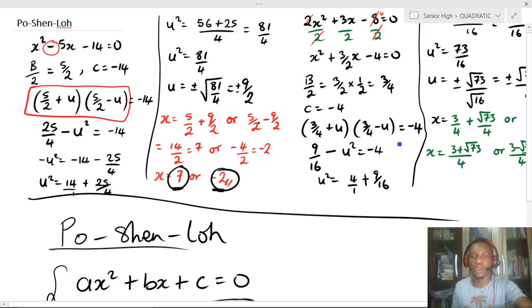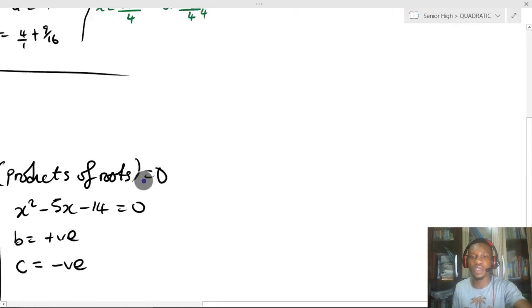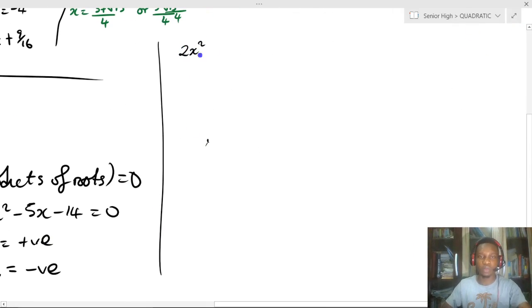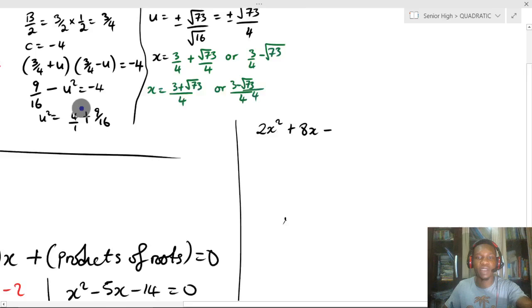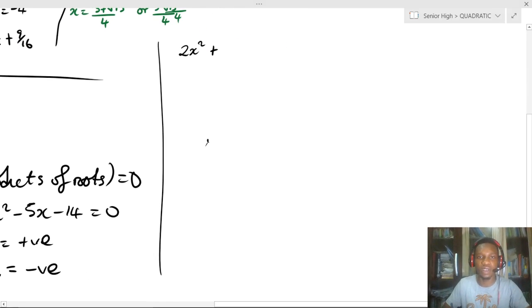This was the question we solved again. 2x squared plus 3x minus 8. So let's take it out. Let's just solve it here. Okay, so let me draw this. So we have 2x squared, plus 3x minus 8. So let's take that off. Plus 3x minus 8 is equal to 0.